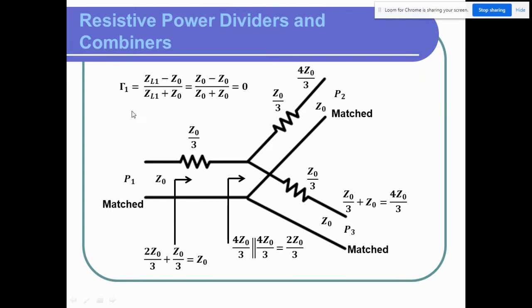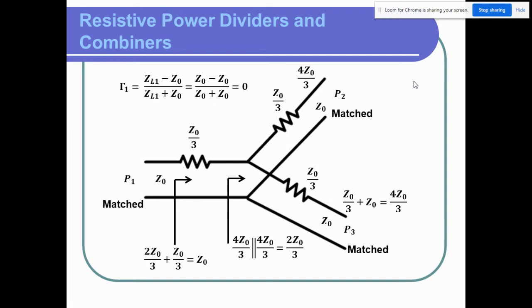Check the equation here also. ZL1 is equal to Z0, which means the reflection is 0. From here it is the same. So this is match, match, and match, which means there is no reflection. So reflection is gone. The issue is resolved.